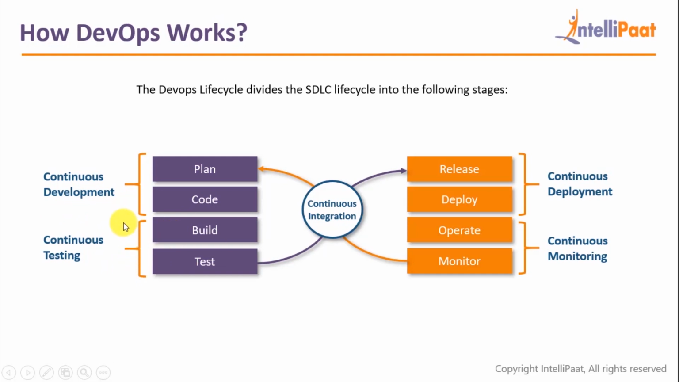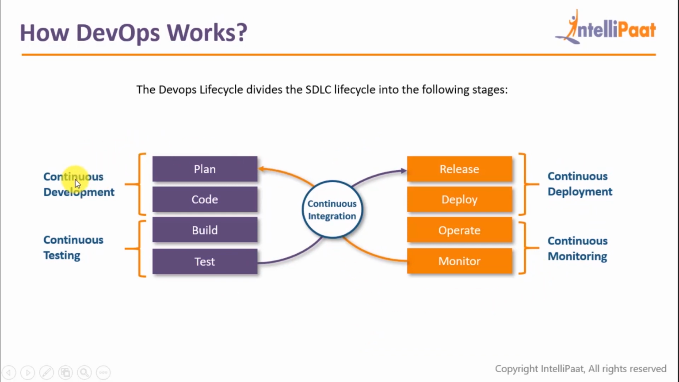Building and testing, we call it continuous testing, okay? Releasing and deploying, we call it continuous deployment. Operation and monitoring, we call it continuous monitoring, okay? So you start with planning, you do coding, you build it, you test it, you then release it to the ops team, then you deploy it, then you operate it, and then you monitor it. And this gives rise to 5 stages, that is continuous development, continuous testing, continuous integration, continuous deployment, continuous monitoring, which again goes back to continuous development.